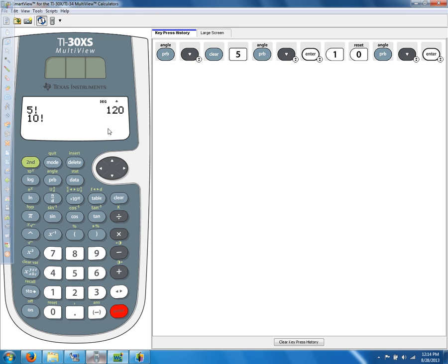So again, on your calculator, if you're not sure how to get to those buttons, those menus, I'm really good at figuring it out on all kinds of different calculators.